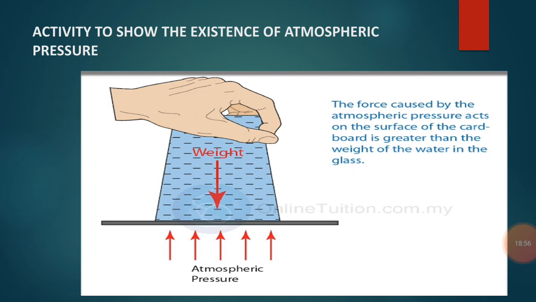Just look at the diagram given to you here. The card does not fall because the atmospheric pressure acts on the card in the upward direction. The arrowhead shows the atmospheric pressure acting upward and holding the card in that position. That upward atmospheric pressure acting on the card is greater than the downward pressure of the water on the card. So the atmospheric pressure acts upwards, holds the card in place and prevents the water from running out. This activity shows the existence of the atmospheric pressure.